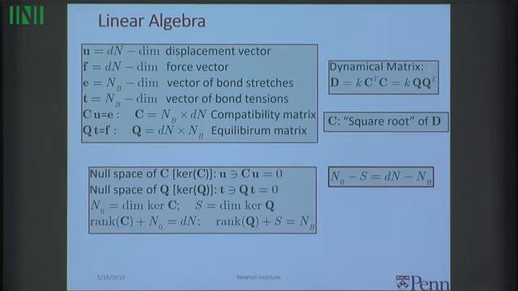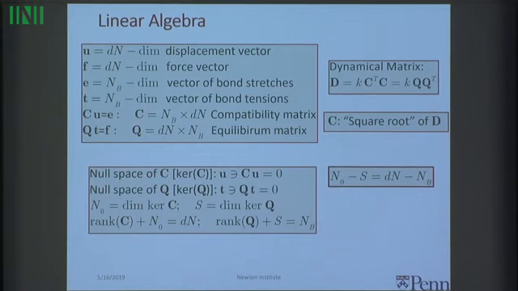Now, once we've got that, we can appeal to linear algebra. We have a dN-dimensional displacement vector and a dN-dimensional force vector, where N is the number of sites, an N_b-dimensional stretch vector at each bond, and an N_b-dimensional tension vector. So we now have an N_b by dN square matrix C times u equal to e, and Q t equals f. Then you can appeal to linear algebra and note that the rank of a transpose matrix is equal to the rank of the matrix.